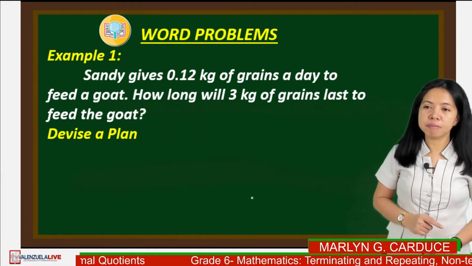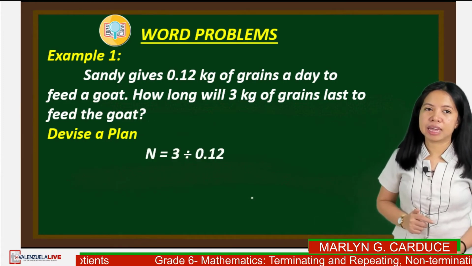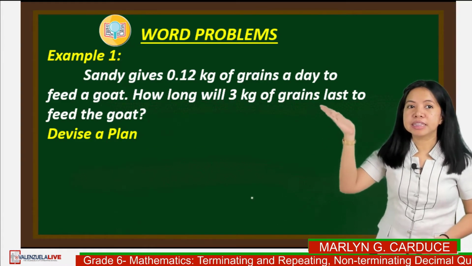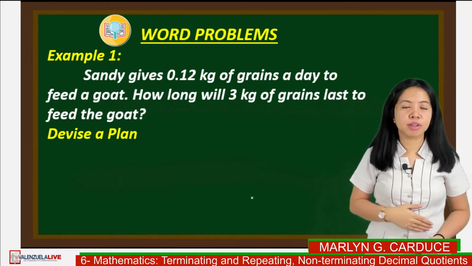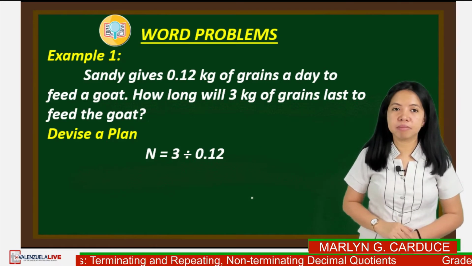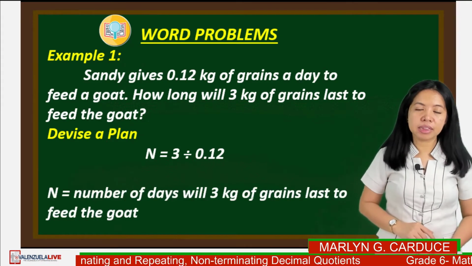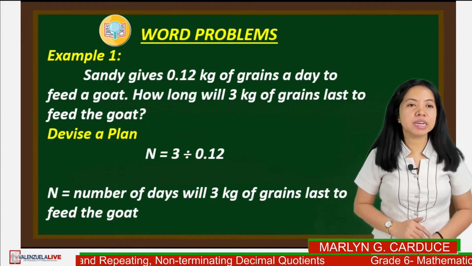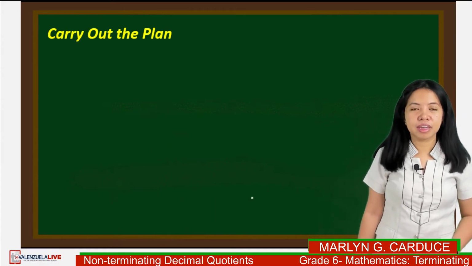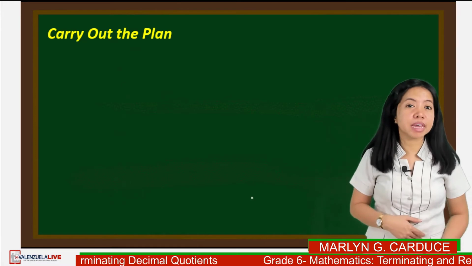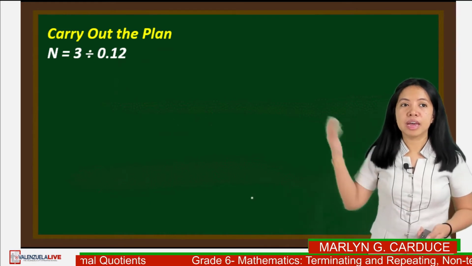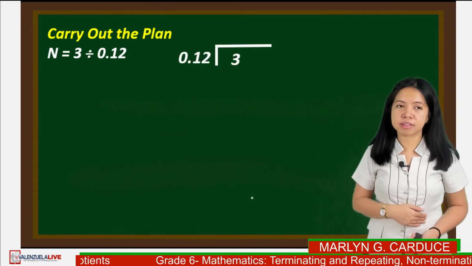And for the second step, we need to devise a plan. So in this problem, we will divide 3 by 1,200. So our number sentence will be n is equal to 3 divided by 1,200, wherein n is equal to the number of days 3 kilograms of grain will last to feed the goat. And then let's carry out the plan using the number sentence, n = 3 ÷ 1,200. And then let's divide 3 by 1,200.